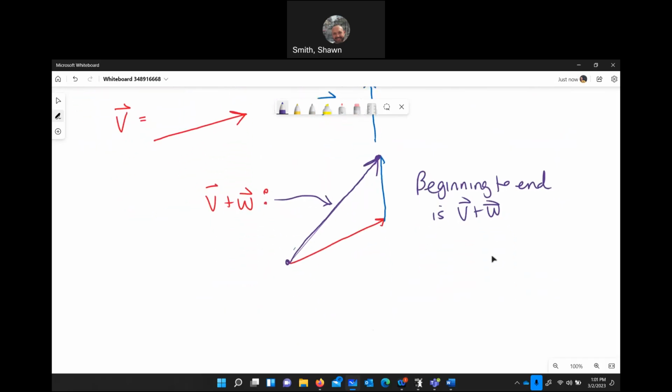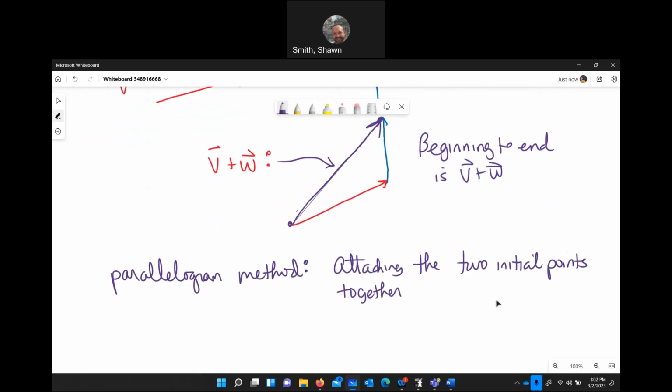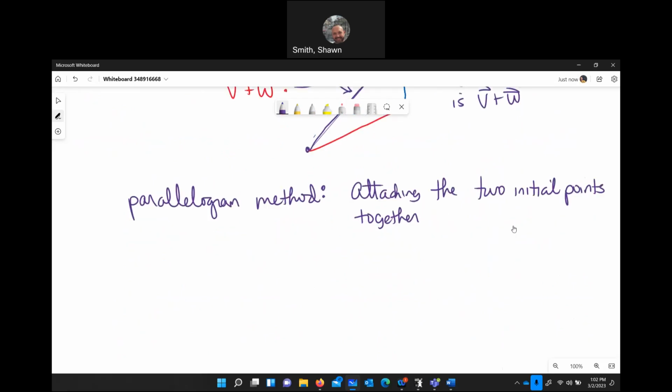Now there is another method called the parallelogram method. It only works with two vectors, so if you have 3 or more, you can't make a parallelogram out of it. It is attaching the two initial points together. So it has V and W like this instead.